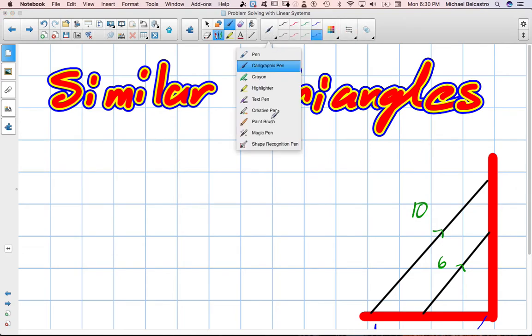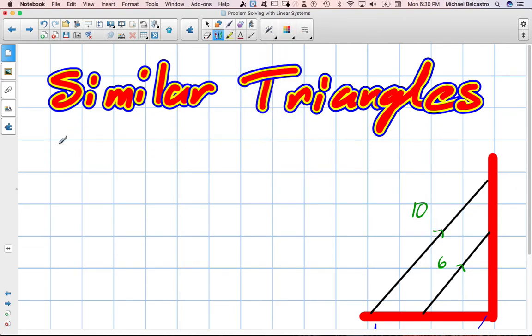Okay, so we're going to go over a similar triangles question. This ridiculous picture here represents a ladder. So this is a ladder here. It is 10 units, meters, centimeters, whatever you want to measure it in. It is 10 units long, okay?